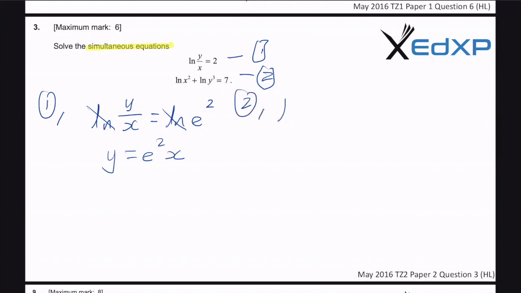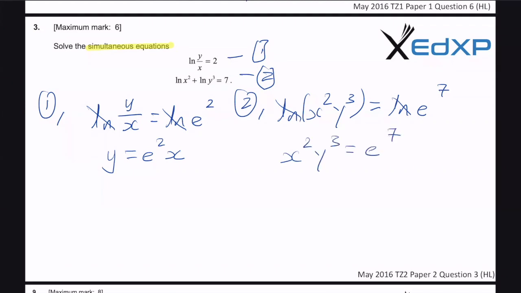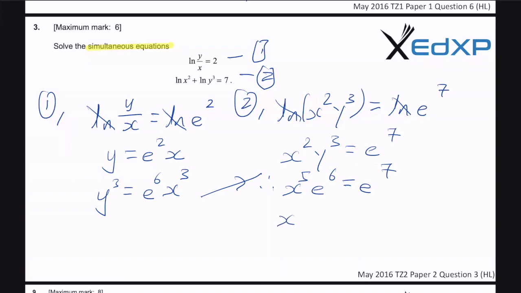Equation 2, I try to simplify both terms. I can add them together. Okay. So I get ln x squared y cubed in brackets here. And 7, I will change to ln e power 7. Okay, again, I can strike out the ln, so I get x squared y cubed is equal to e power 7. Okay, since I need y cubed, maybe I can cube both sides for equation 1. So I get e power 6 x cubed. Okay, so therefore I can substitute this in. I get x power 5 e power 6 equals to e power 7. Okay, so x will be equal to e to the 1 over 5.